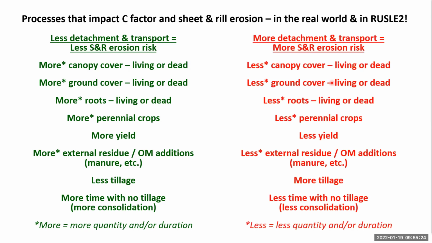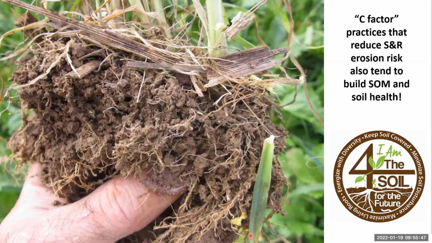And this is the opposite, right? So when we have less canopy, less ground cover, less roots, less perennials, less yield, more tillage, we're going to have more detachment risk and more erosion risk. And these are the factors, the processes, that we can model in RUSLE2 and that impact our C factor and therefore our sheet and rill erosion. The beautiful thing is that the C factor practices that tend to reduce sheet and rill erosion risk also tend to build soil organic matter and soil health, right?